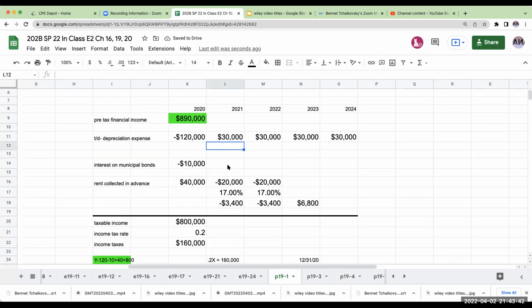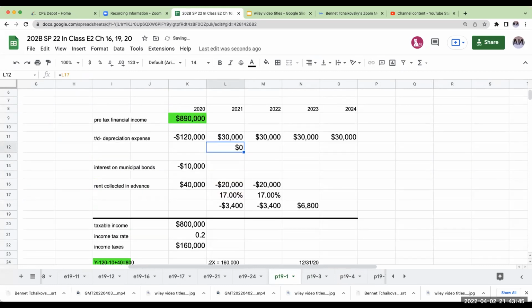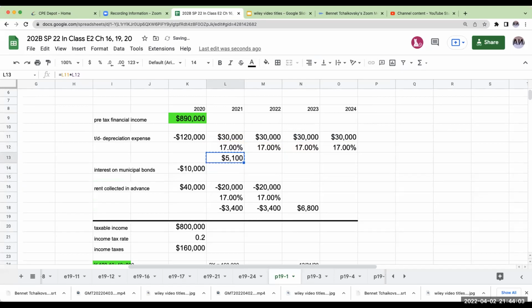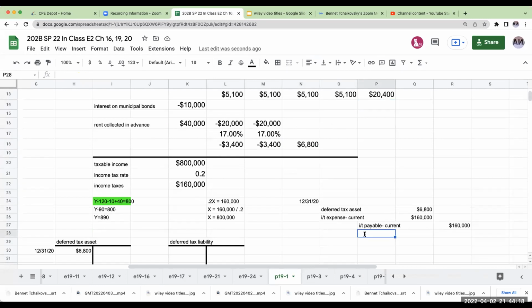Let's do the deferred tax liability. So kind of using the same part over here of using the 17%. If I multiply this 30,000 by 17%, I'm going to get 5,100 across the board. If I add these up, because remember, I'm getting a deduction now, I'm going to have to pay for it later. My temporary difference, or my deferred tax liability, is going to be 20,400.